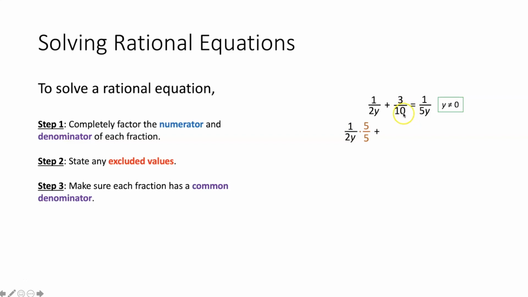Next, what do I have to multiply 10 by in order to get it to be 10y? That would be y. And whatever I do to the denominator, I have to do to the numerator. Lastly, what do I have to multiply 5y by in order to get it to be 10y? That would be 2. And whatever I do to the denominator, I have to do to the numerator. Now let's multiply these out.